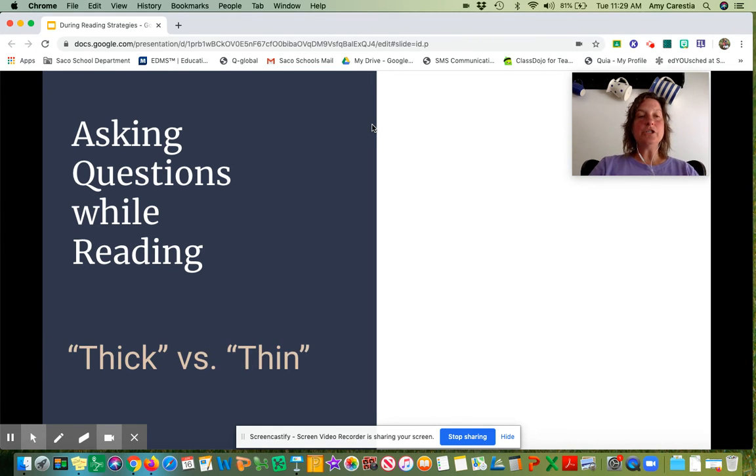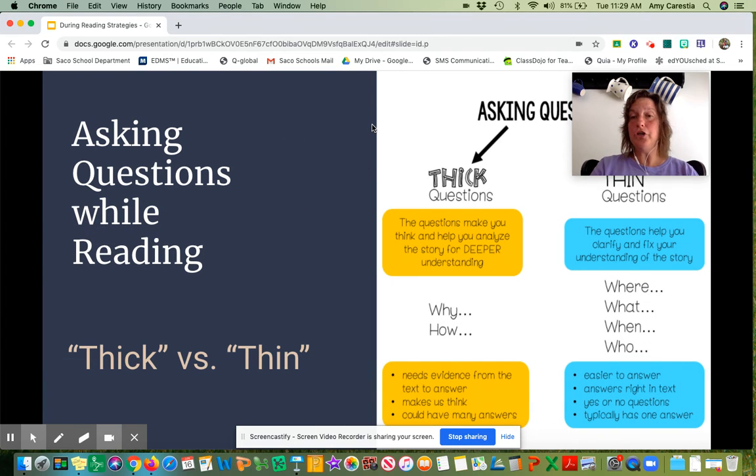So asking questions while reading, there are two types of questions. There are thick questions and thin questions. Thin questions are what you're used to. It's who, what, where, when, how, why. So the 5 W's. And those answers are strictly in the text. So if, again, we're reading something about sea turtles, then you can go in the text and find out where sea turtles live. That is a thin question.